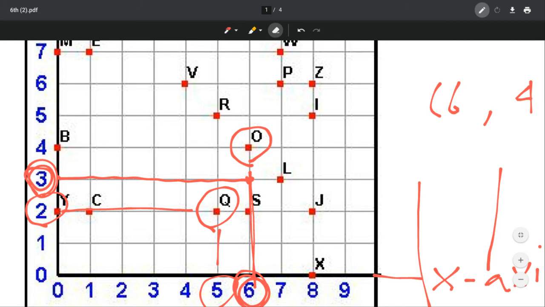Actually, let's get rid of the other thing. That's our point U.